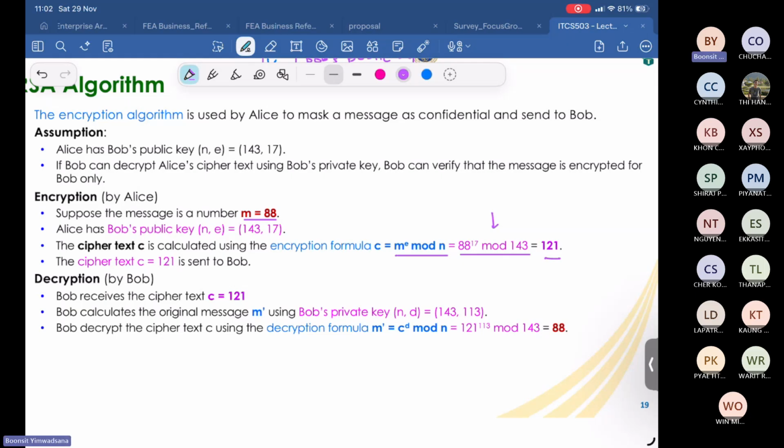So this is the method. The number 88 has now become the ciphertext with the value of 121. So Bob received the ciphertext C equal to 121, and decrypts it using the same process but in reverse. We can decrypt using this.